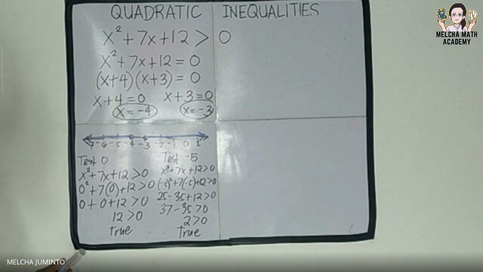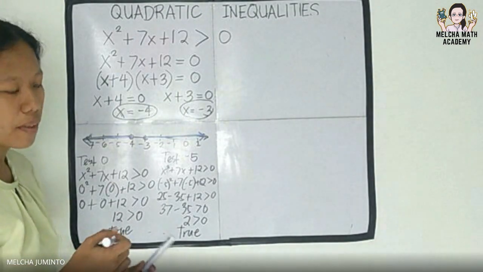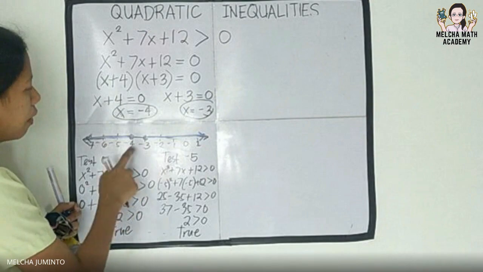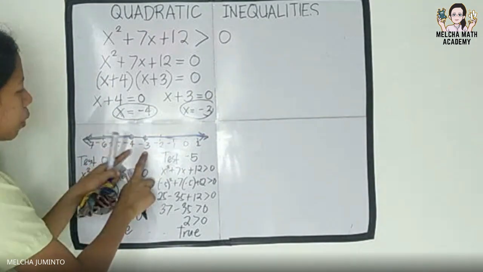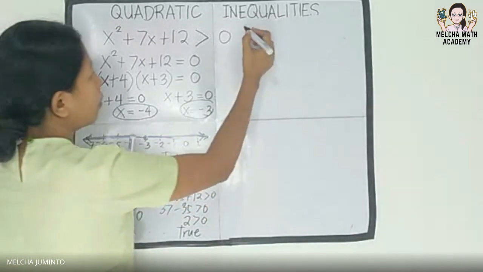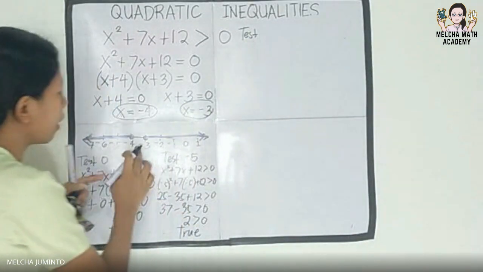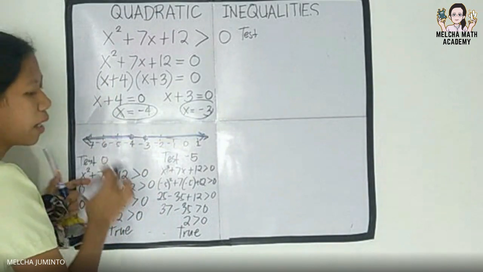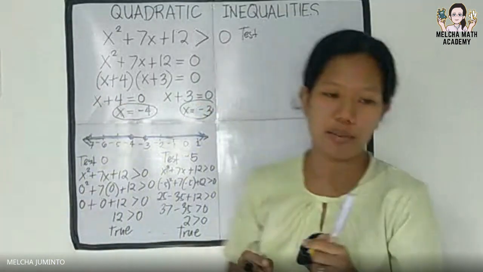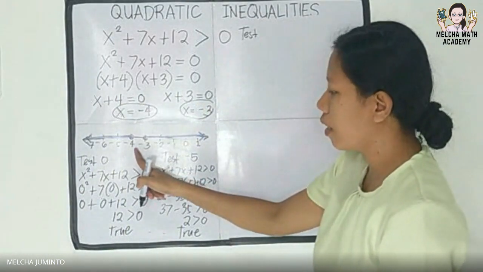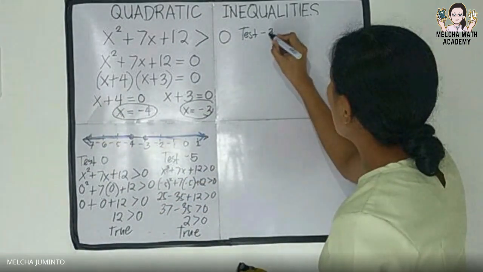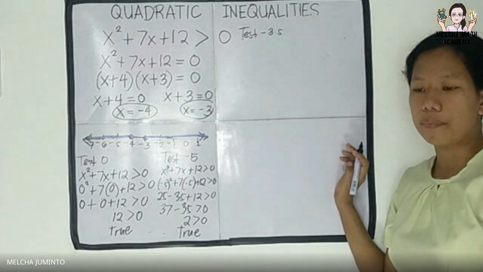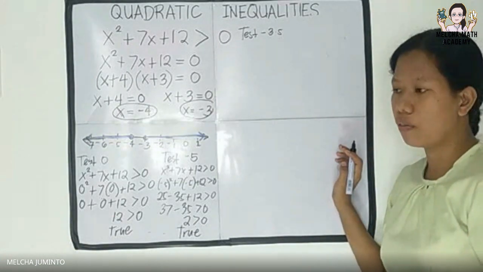Now, the only part which is not shaded is this part, the part between negative 3 and negative 4. Now, let us test any point here between negative 3 and negative 4. So, let us get a number here between negative 3 and negative 4. And that number is negative 3.5. Okay, negative 3.5 is between here.